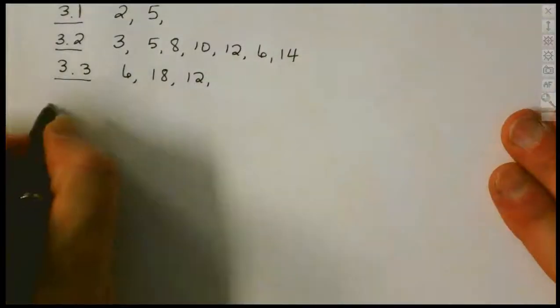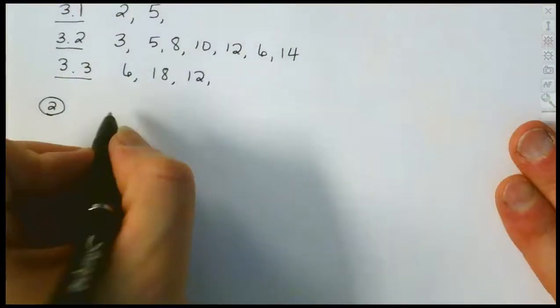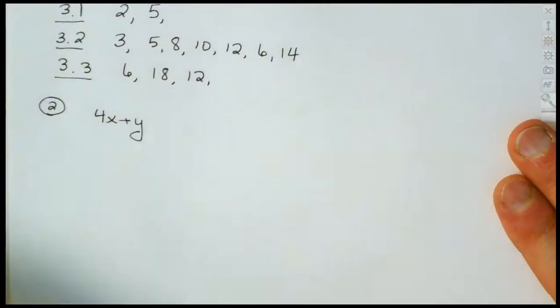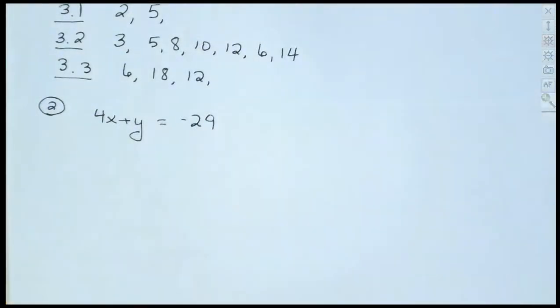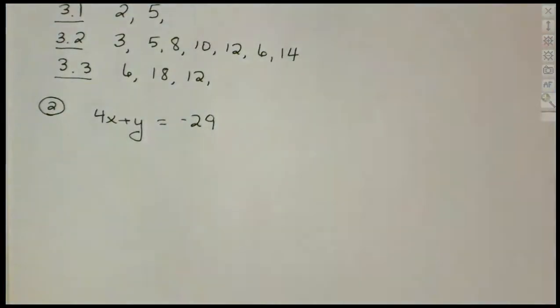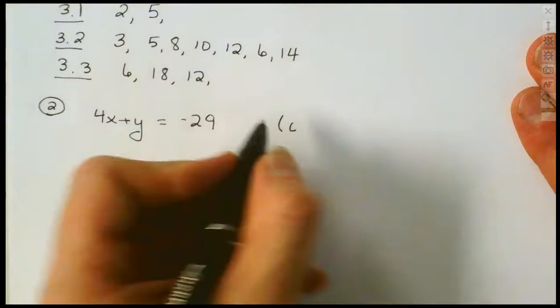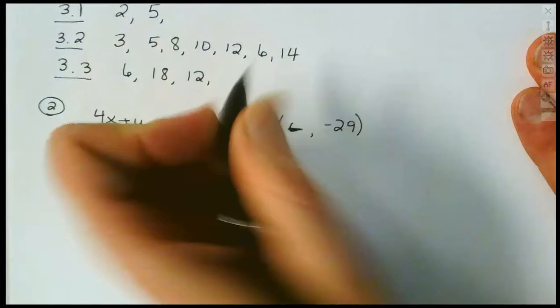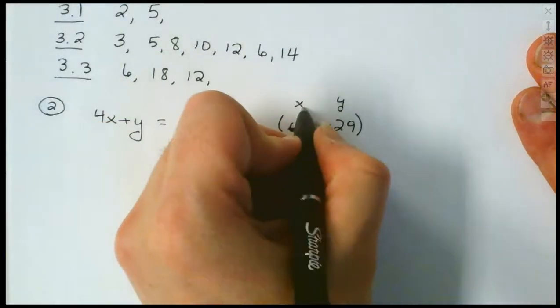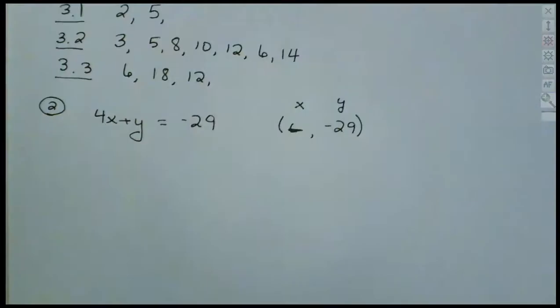So for question number 2, what we have is 4x plus y equals negative 29. So that's what we've got. Now we have a partially completed ordered pair, which is blank, comma, negative 29. And that 29, well, that is your y value. The unknown part is the x value. And what we need to do is plug in the y part and find the x. You're always going to have one variable, and we solve and we get the other variable.